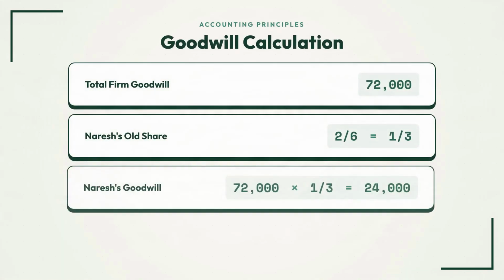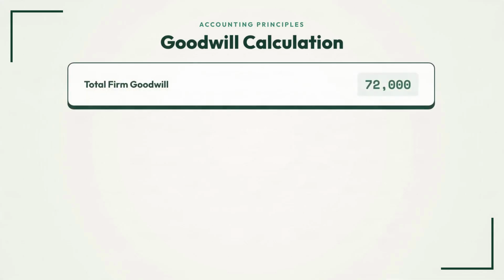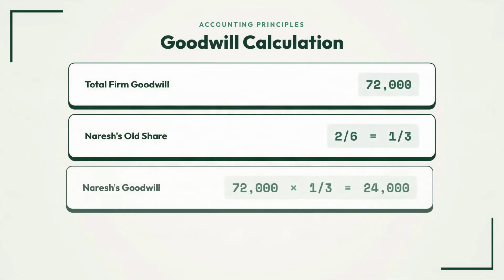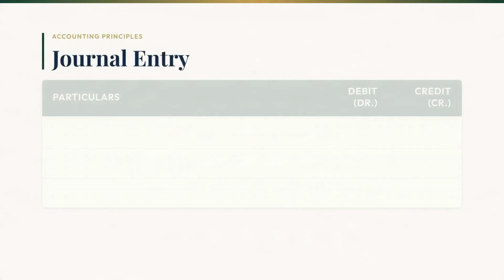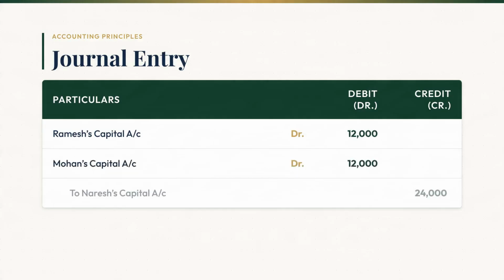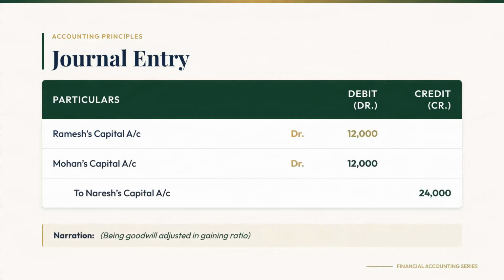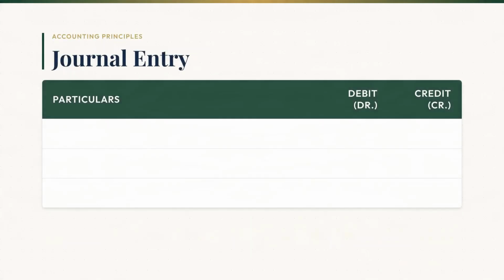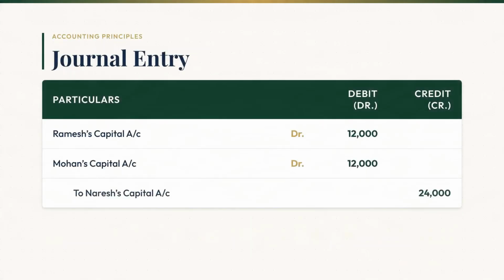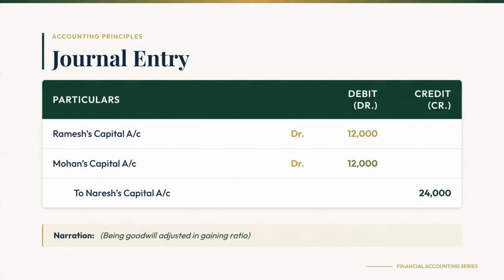The firm's total goodwill is professionally determined to be 72,000. Since Naresh's old share was 1/3 of the firm, a specific portion of that goodwill value is 24,000. Here is the critical journal entry. We debit the gaining partners Ramesh and Mohan for 12,000 each. Finally, we credit Naresh's capital account for the full 24,000 to record his fair compensation.